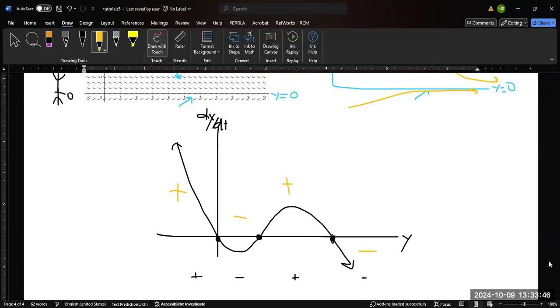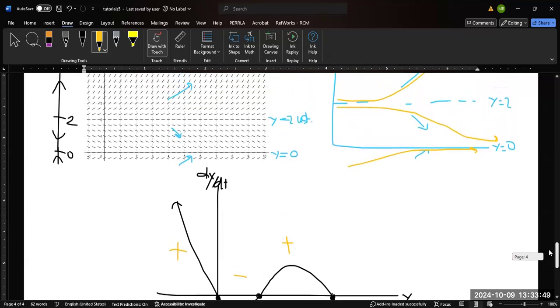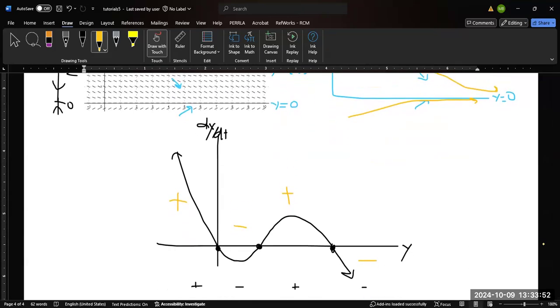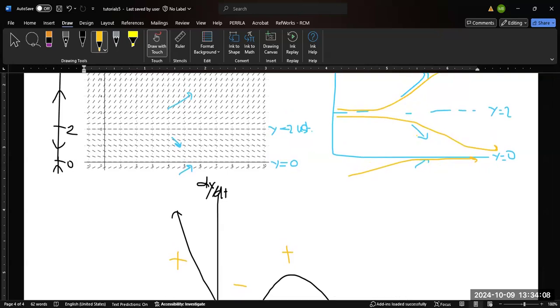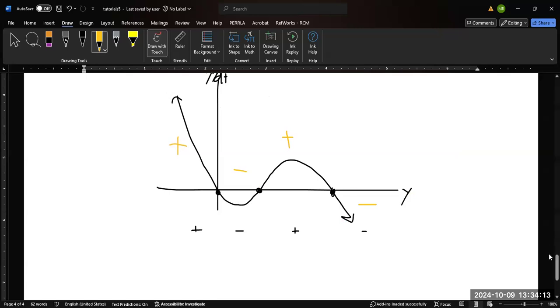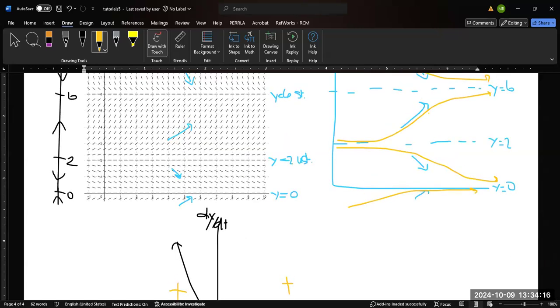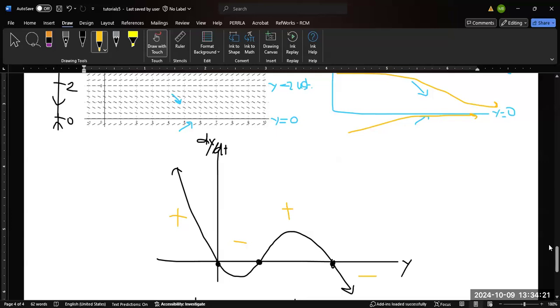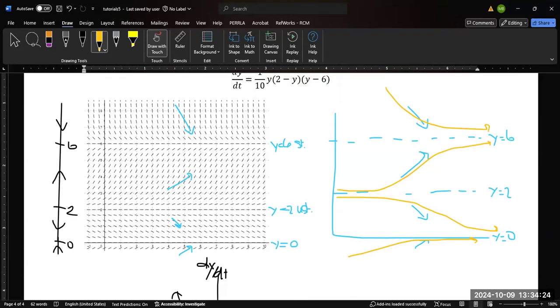From the phase plane, you can then use that information to plot on your direction field which direction the slopes are going. So below 0, you're going to get a positive. That's our upward pointing arrow. From 0 to 2, you have a negative, so that is the downward facing arrow. Between 2 and 6, we have a positive again, so that will be our upward facing arrow. And then for values that are greater than 6, it flips over and goes downward again.